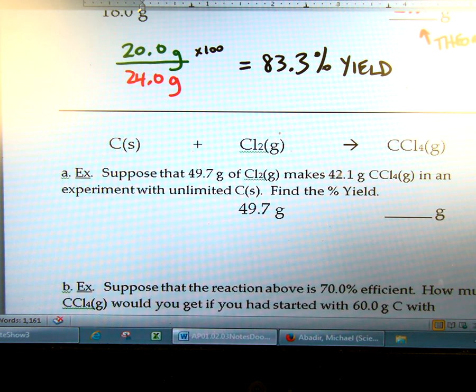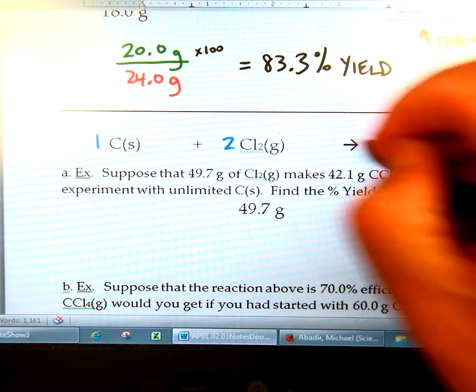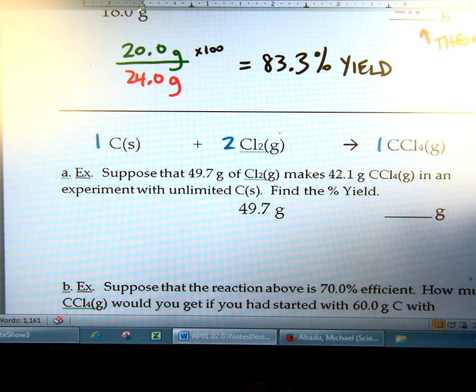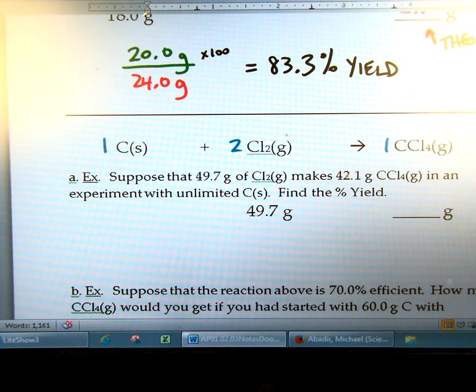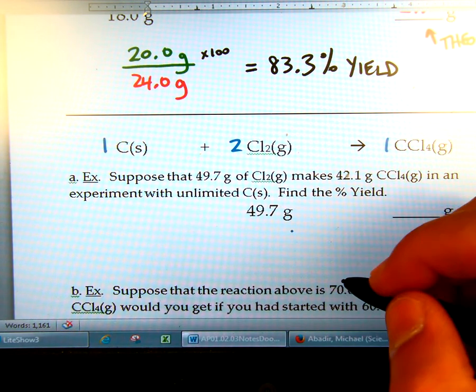Okay, here's another problem, similar type of equation. Also going to be 1, 2, 1. Suppose that 49.7 grams of this makes 42.1 of that. Find the percent yield. So what you could do at home is you could try this, pause the video and try it yourself, and then check it after I'm done, after you're done. And then I'll do it up here.